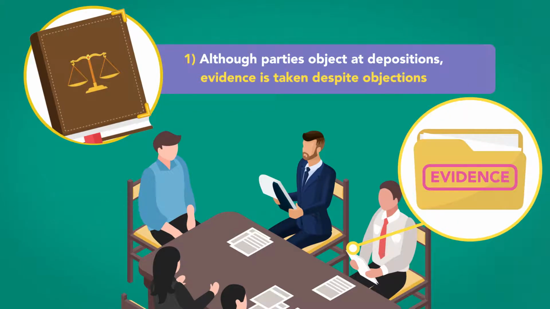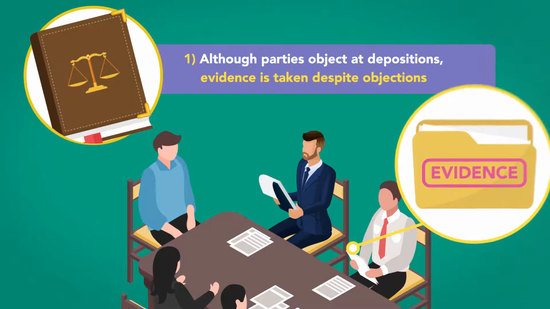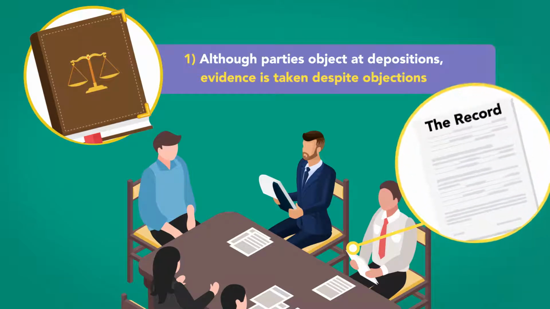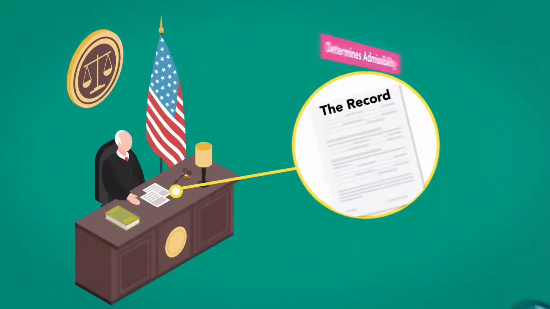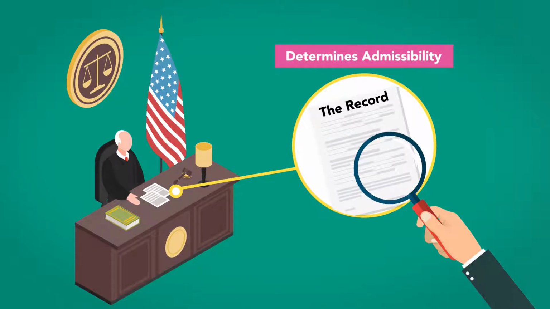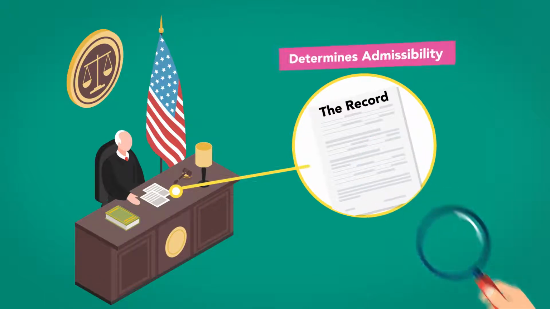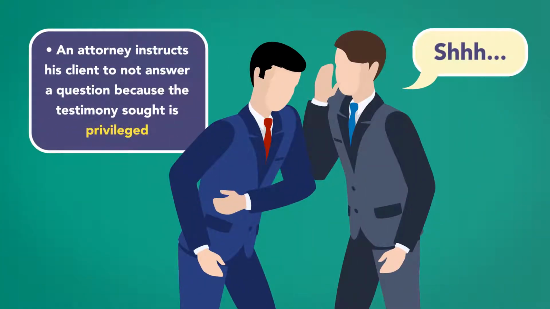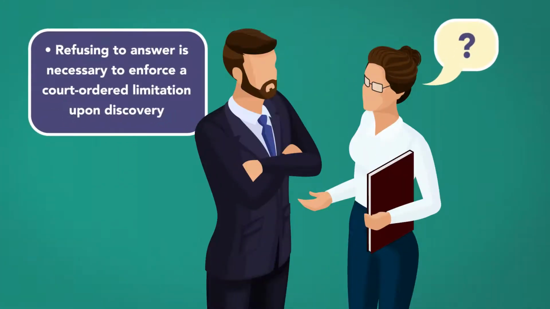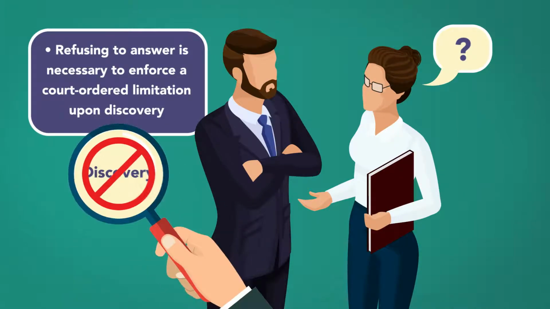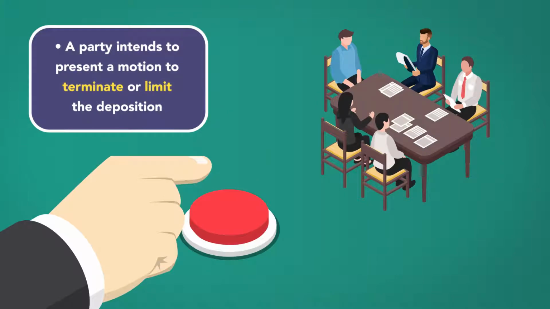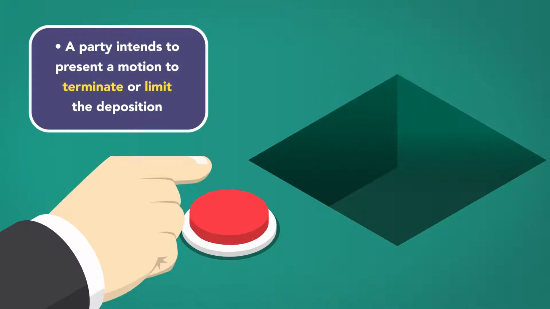The person still answers the question. Objections are noted on the record, and the examination continues. The court determines the admissibility of the testimony or evidence afterwards. The only exceptions where the evidence will not be taken subject to the objection are when an attorney instructs his client not to answer the question because the testimony is privileged, refusing to answer is necessary to enforce a court-ordered limitation upon discovery, and a party intends to present a motion to terminate or limit the deposition.